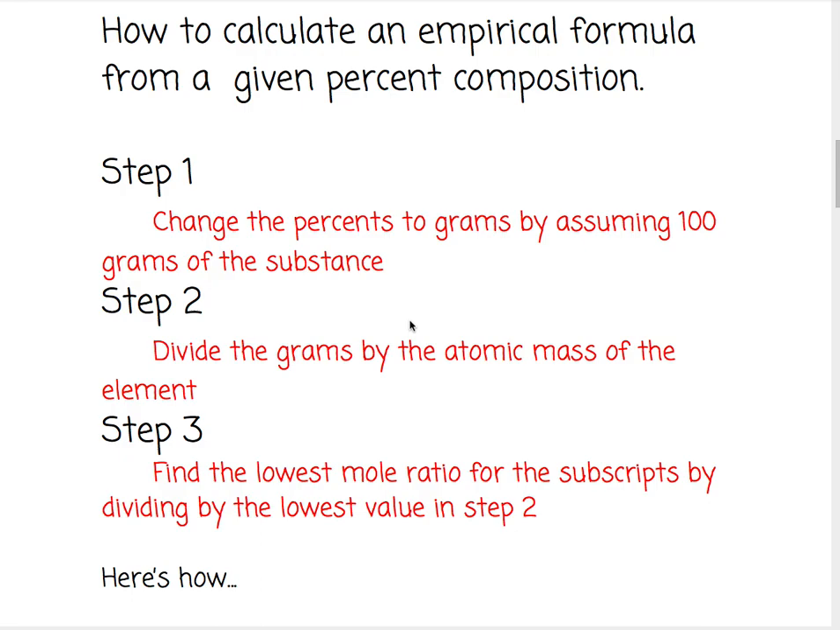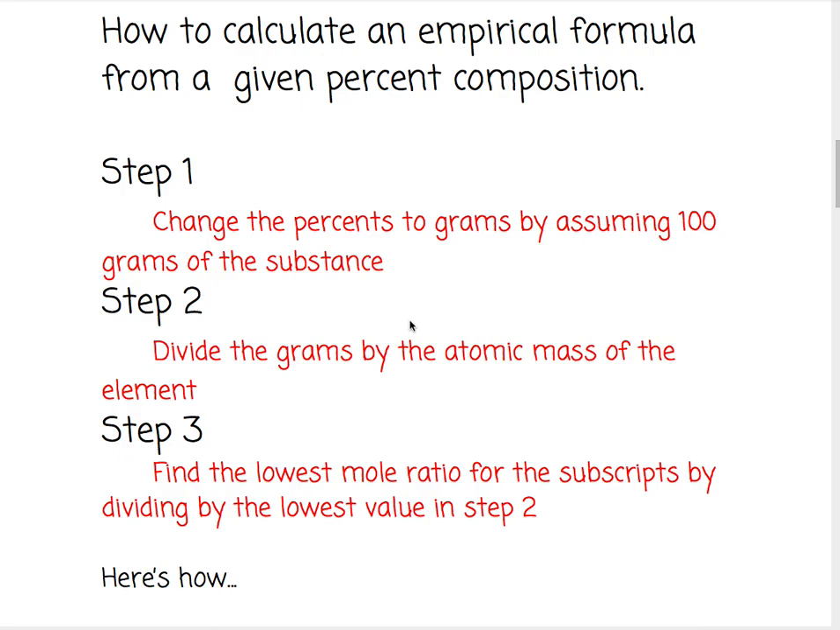And then what we're going to do is take those grams that we just got from step 1, and divide by the atomic mass of that particular element. And we get that from our periodic table. And that's going to give us some numbers to work with. And those numbers are really a mole ratio. And we want to find the lowest whole number mole ratio for our subscripts.